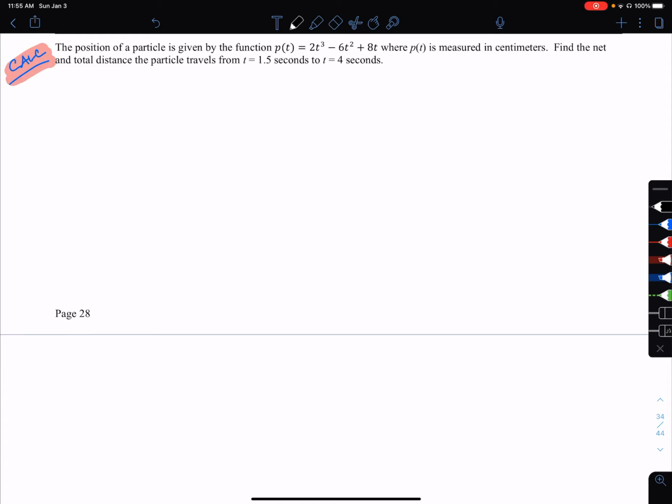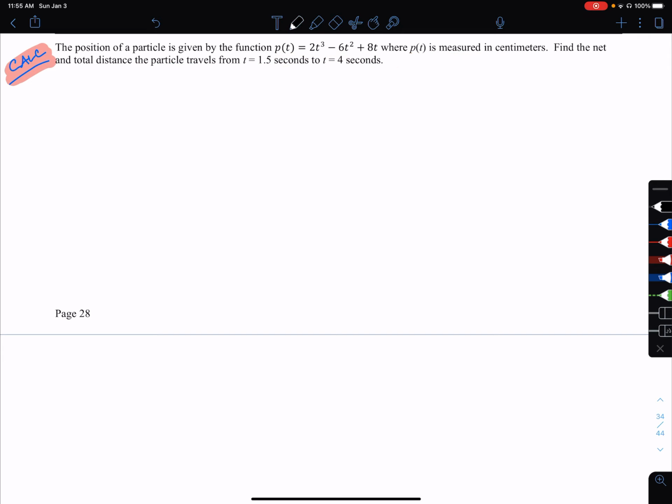AP Calculus AB, we're in Note Section 5.5, examining net and total distance. This is video 3 of 3. We're looking at some examples, putting what we have learned in the previous videos into practice. The position of a particle is given by the function p of t, where p is measured in centimeters. Find the net and total distance the particle travels from 1.5 seconds to 4 seconds.